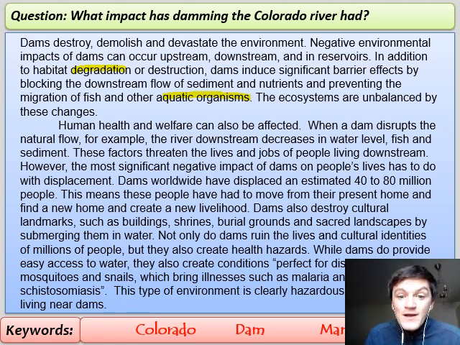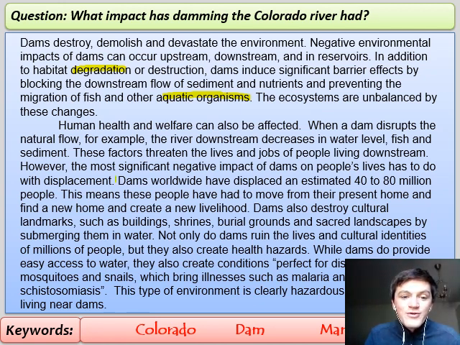Human health and welfare can also be affected. When a dam disrupts the natural flow, for example, the river downstream decreases in water levels, fish and sediment. That can affect farmers, can affect fishermen, can affect people who use that river. These factors threaten the lives and jobs of people living downstream. However, the most significant impact of dams on people's lives has to do with displacement.